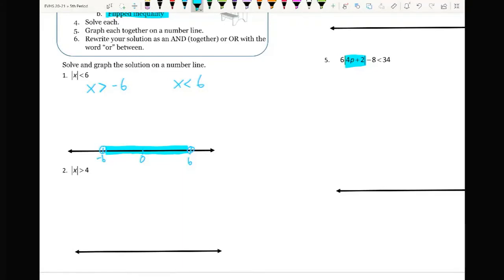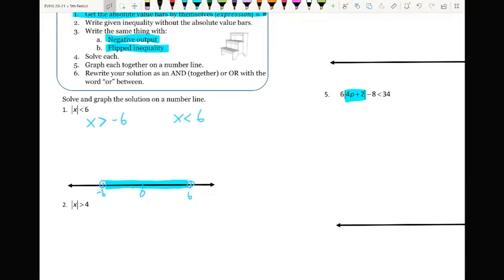Now, the last thing we're going to do on this after we graph it is we're going to rewrite this as either an and or an or. Now for the ands, we just write it as a compound inequality. We just write it as negative 6 is less than x is less than 6. So x is between negative 6 and 6. If it was to have gone outwards like this, then we would have to rewrite it as an or inequality with actually the word or in it.